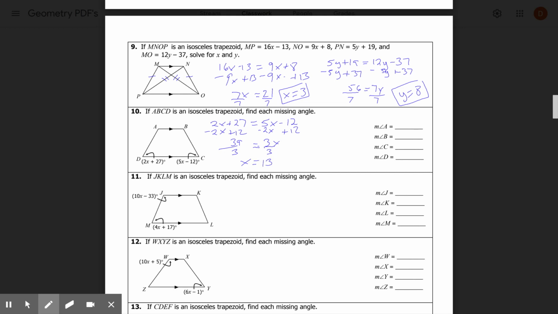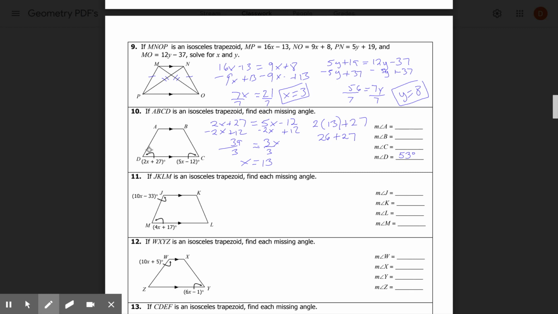So if x equals 13, we can find all these different angles. So let's start with angle D, since we know that it's 2x plus 27. So we would just take our x, 13, and plug it in there, and add 27. So 2 times 13 is 26, and 26 plus 27 is, let's see, what are we looking at? This is angle D, right? So angle D, 26 plus 27 is 53 degrees.